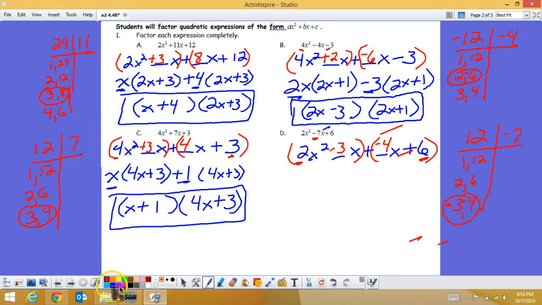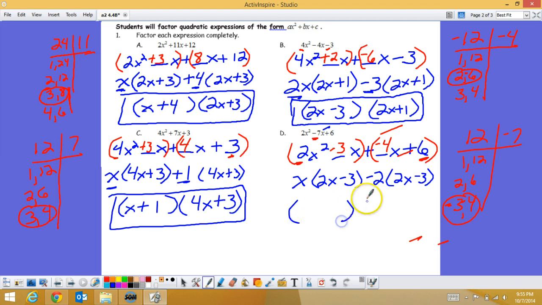So now when we use the distributive property, nothing goes into 2 and 3 other than 1, but we can take out an x. What do I multiply x by to get 2x squared? 2x. What do I multiply x by to get negative 3x? Negative 3. So I want 2x minus 3 in my second set of parentheses. So what do I multiply 2x by to get negative 4x? The answer is negative 2.